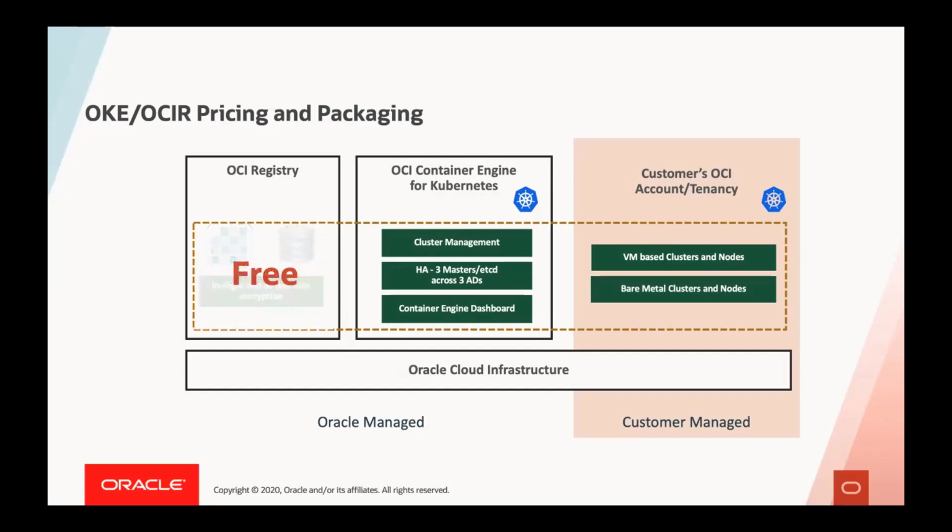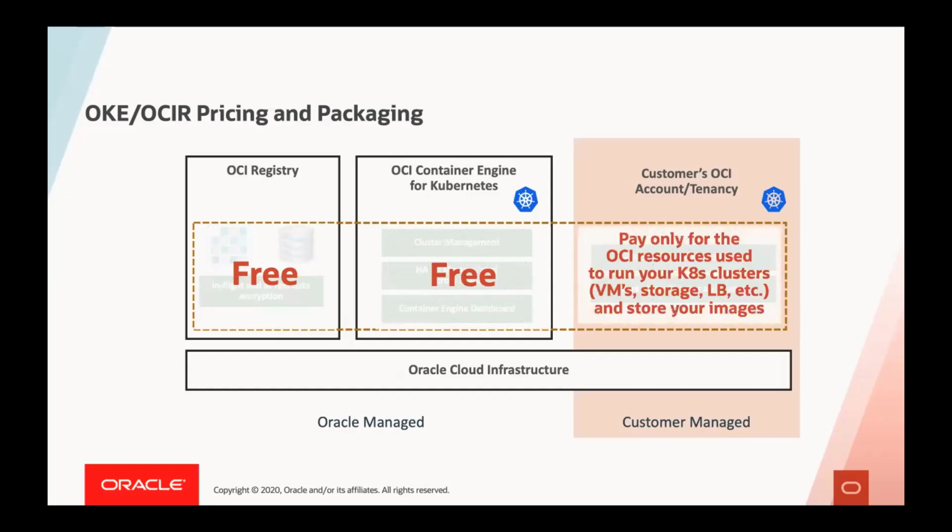So what does this all cost at the end of the day? The OCI registry is a no-cost service. You just pay for the compute and the underlying infrastructure services. The OCI Container Engine for Kubernetes is also offered at no cost, and you only pay for the resources that are essentially being leveraged.